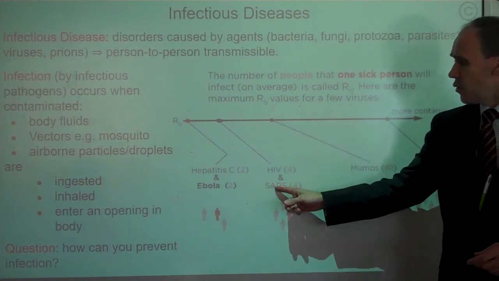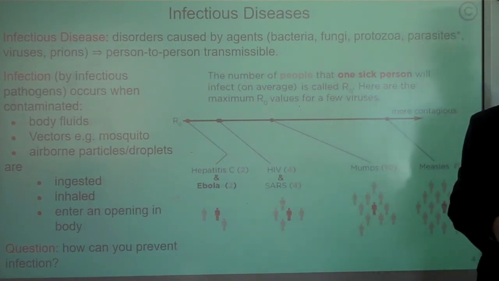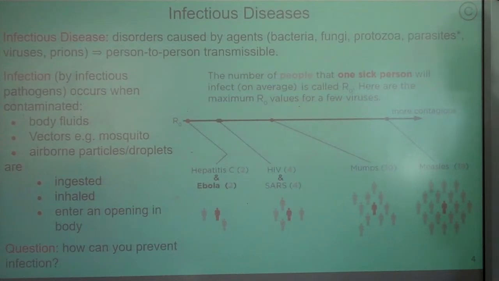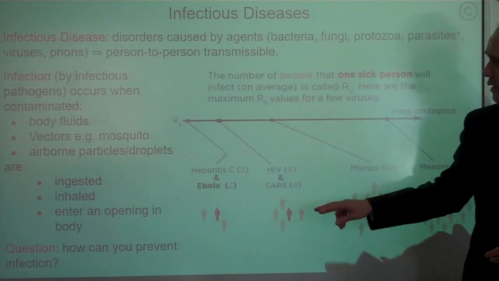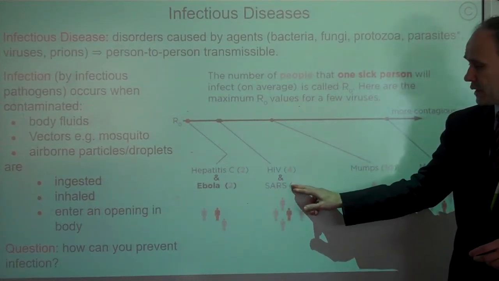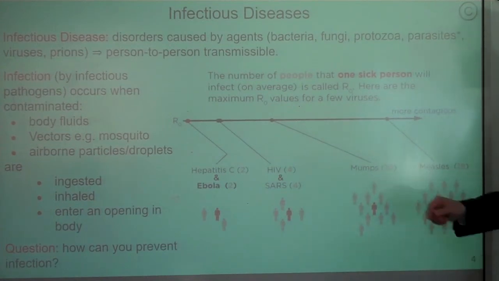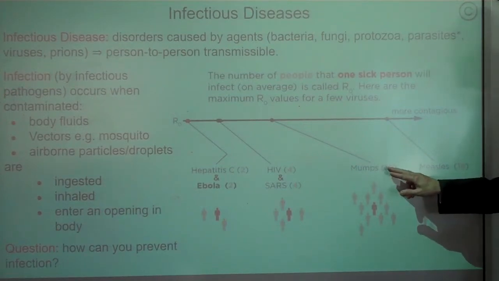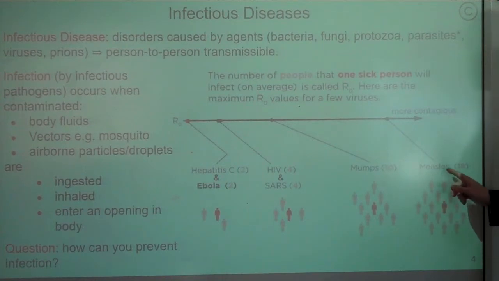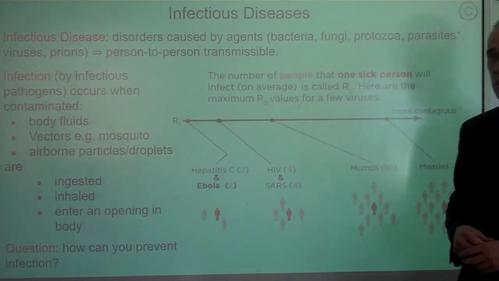SARS, severe acute respiratory syndrome, is basically a flu, but it's quite a dangerous one. And so there's an element of fatality there. Mumps, not particularly dangerous in a lot of respects, but a small percentage of people can die from that. But on average it will infect 10 people. And then measles goes all the way up to 18, which is highly, highly infectious.